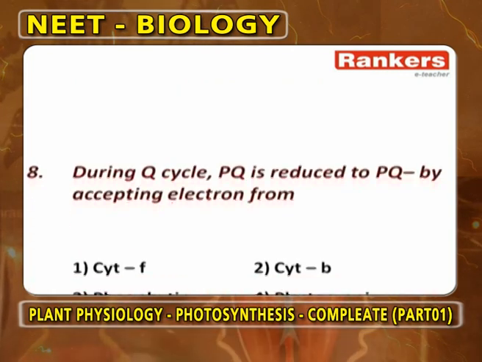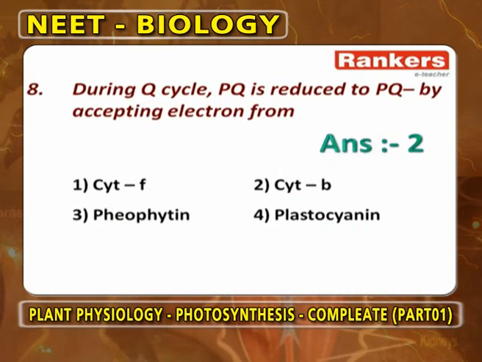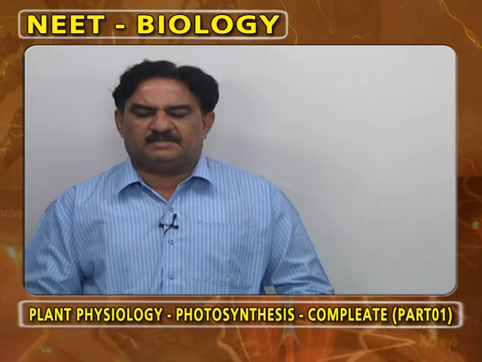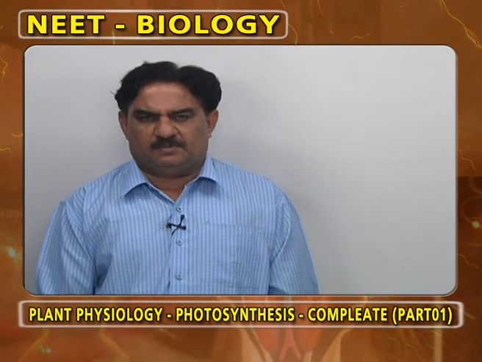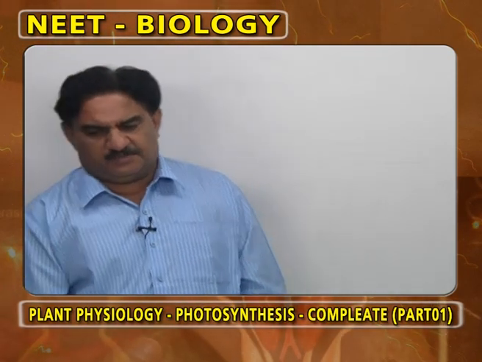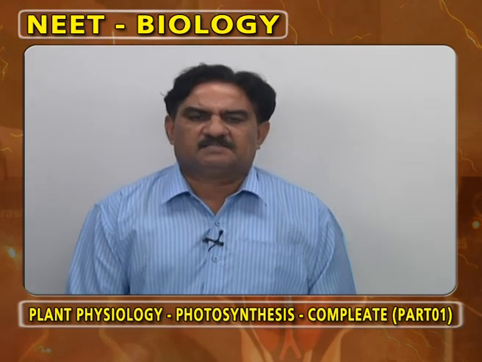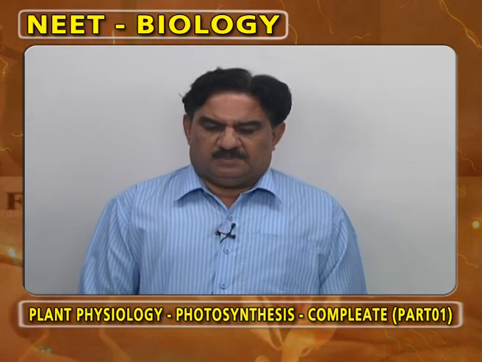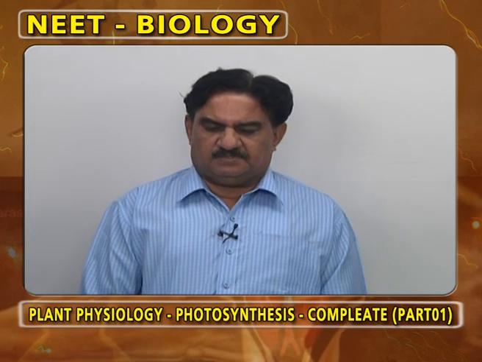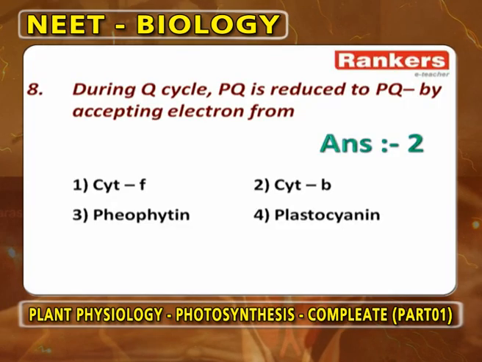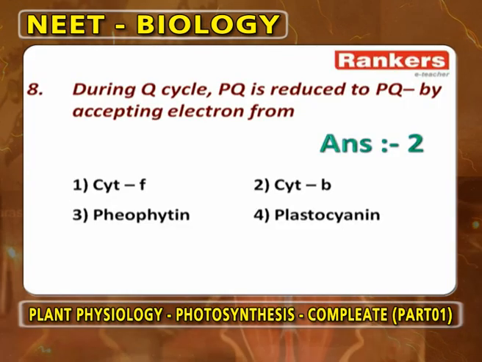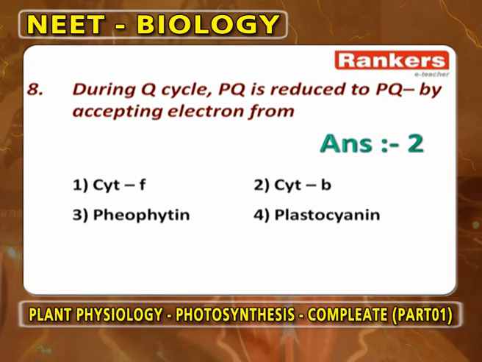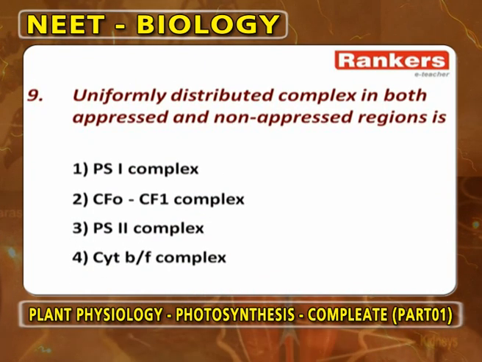The third option is: during the quinone cycle, PQ oxidized state is reduced by accepting electrons from cytochrome B. Second option. Cytochrome B provides electrons for this one.